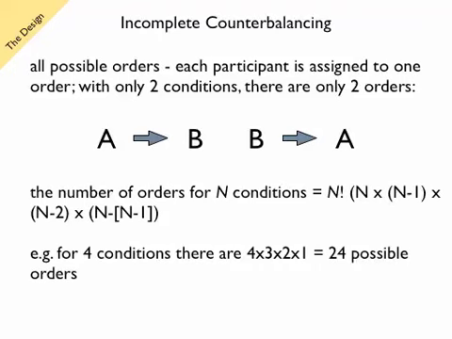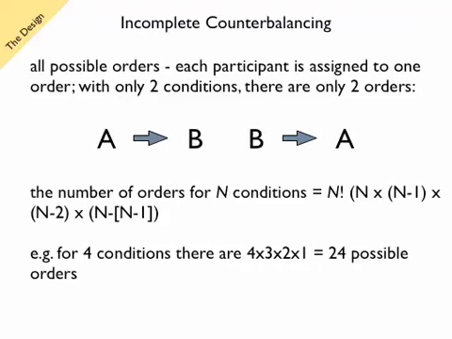orders. And because every participant has to do one of the possible orders, you would need 120 different participants for 5 conditions of your study. And that gets up into some impracticality there. Alright, so all possible orders is one form of incomplete counterbalancing. Why is it incomplete if it's all the possible orders?